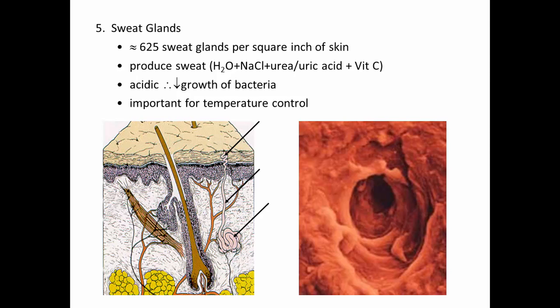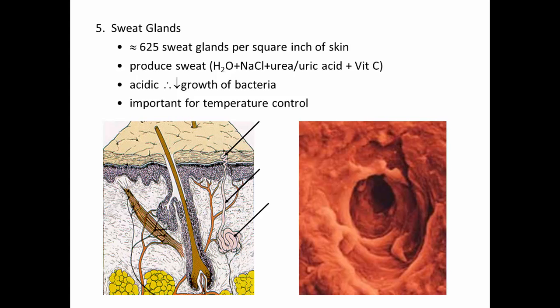Also located in this section are different glands, two main types of glands. One of them is sweat glands, and sweat glands produce sweat, which is mostly water but also contains dissolved in that water salt, sodium chloride, and some waste products like urea and uric acid, which is what makes our sweat acidic, and interestingly enough also vitamin C. Because our sweat is acidic, that actually has a protective function, so that inhibits the growth of bacteria on the surface of our skin. And of course, sweat is also important for temperature control in cooling us down.